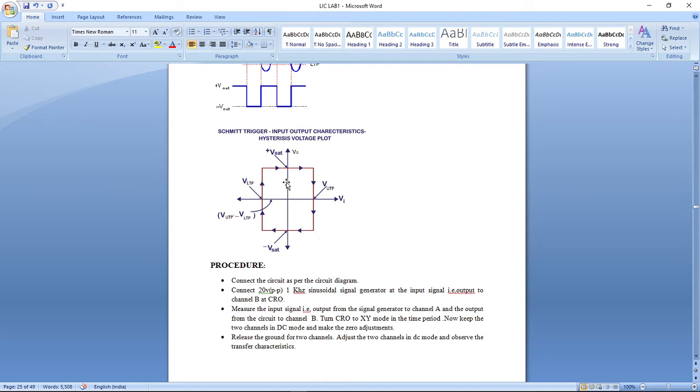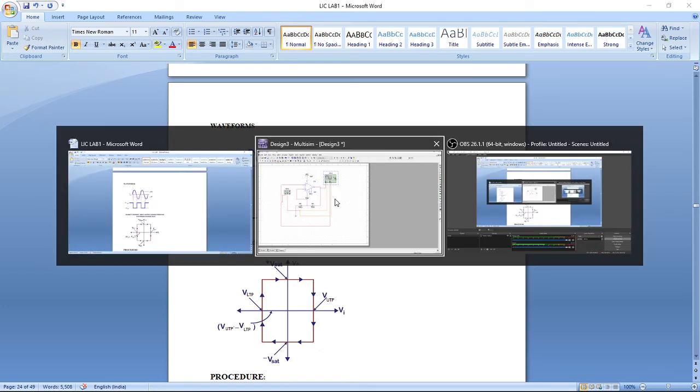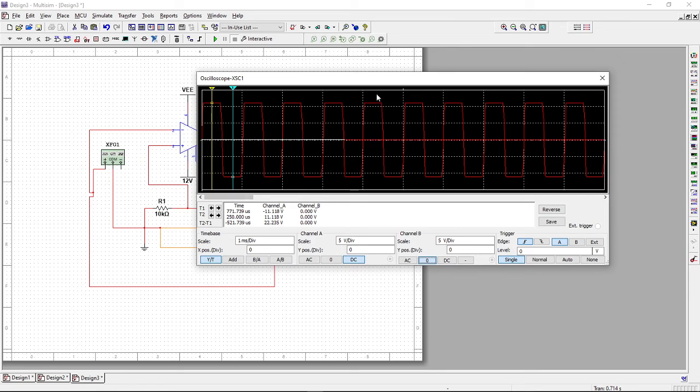UTP and LTP are 6 volts. Okay, here what I said, 1 upon 1, that means the square wave upon sine wave, which gives the UTP and LTP. Above the UTP, the sine waveform is rejected, and below the LTP, the sine waveform will be rejected. Okay, let us see on Multisim here.